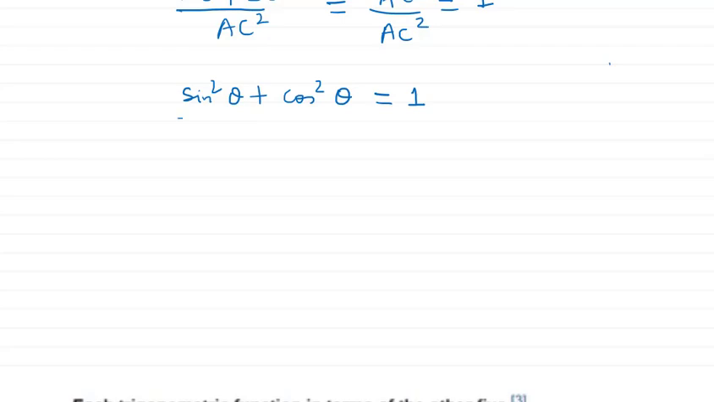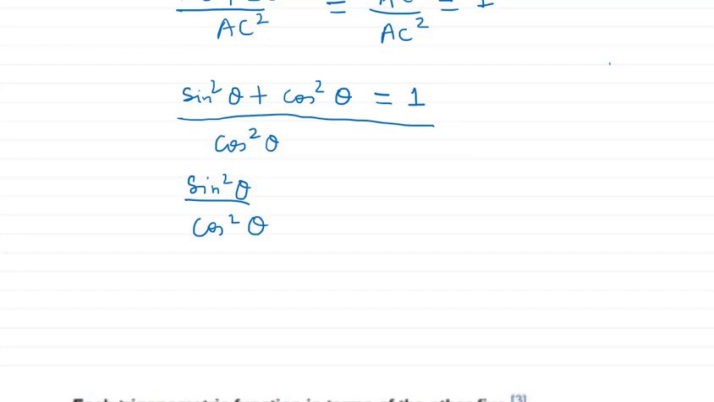Now I'm dividing the whole equation by cos theta. So let's see what we will get. The first term will be sine square theta by cos square theta. The second term will be cos square theta divided by cos square theta, which equals 1, and the last term is 1 by cos square theta.